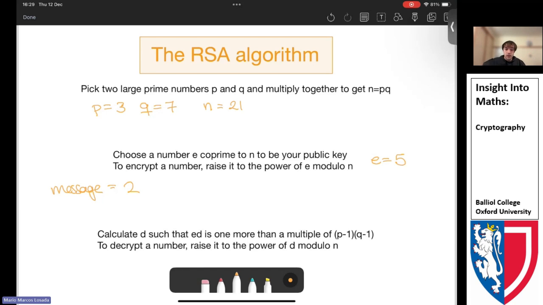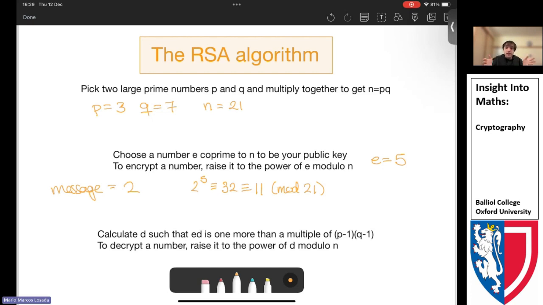How do I encrypt the number? Well, the way it works is I'm just going to raise 2 to the power of E and then take it modulo n. So I do 2 to the power of E, which is 2 to the power of 5. This is 32. And then I just reduce it modulo 21, which gives me 11. Right? So this is equal to 11 modulo 21. And so what this means is that the number that I'm actually going to send out is just 11.